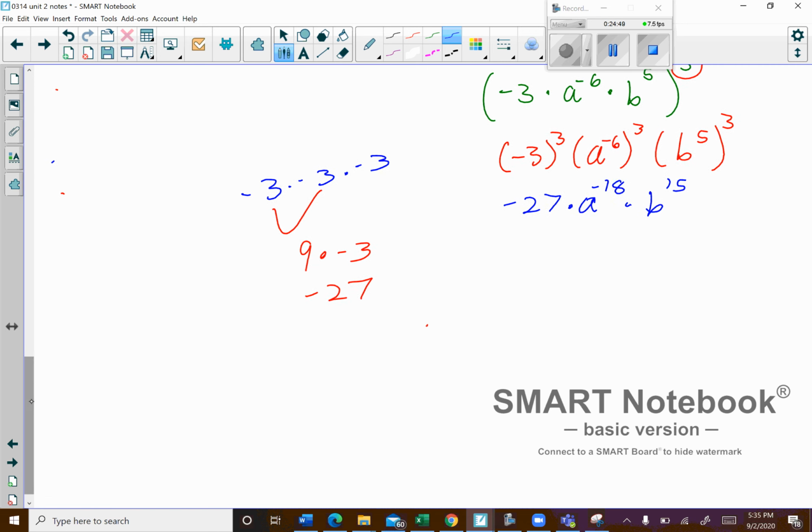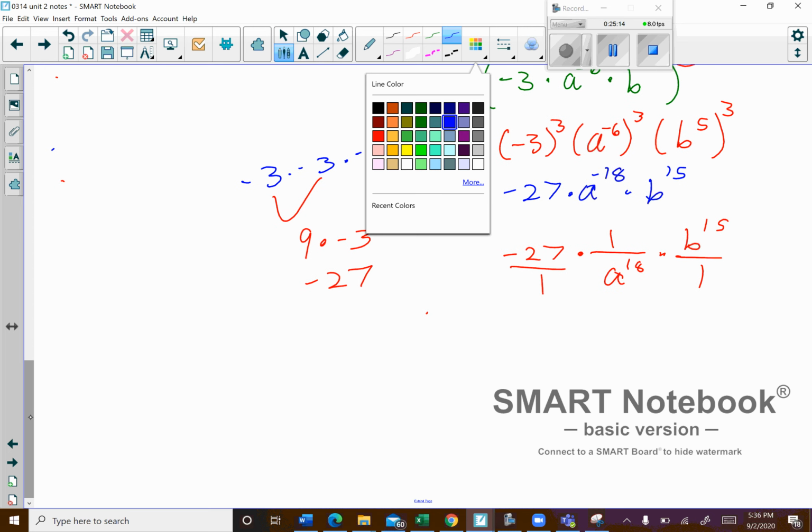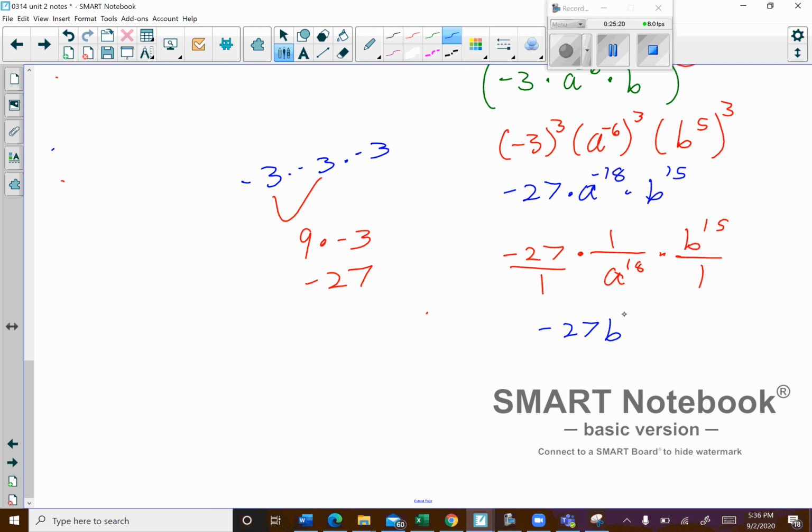And then the last thing we really have to do here is take care of my negative exponents. So let's see, we have negative 27. Then this is going to flip to 1 over a to the positive 18th power. And then we have b to the 15th over 1. And I'm going to put that negative 27 over 1. And once again, that's so that now I can clean this up by pushing this all back together, multiplying, going across on top. And that would end up with negative 27 b to the 15th power over a to the 18th power. And there we are.